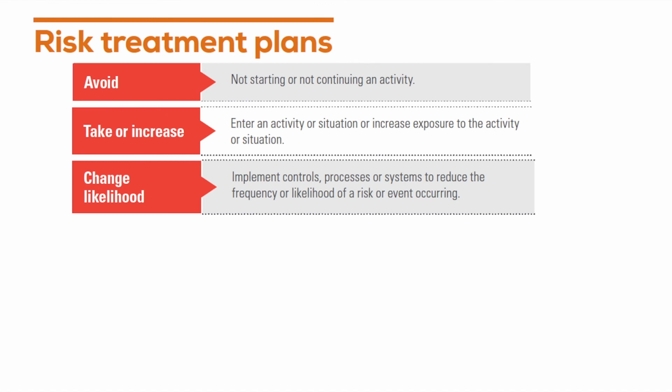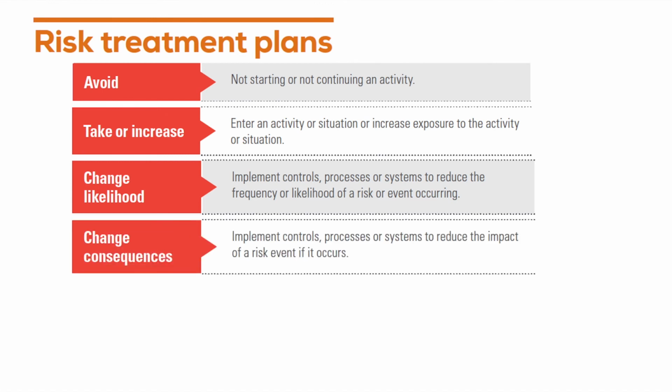Let's change the likelihood. Now change consequences. Consequences mean the impact. Implement controls, process, or system to reduce the impact of a risk event if it occurs. Change the consequences: provide for credit losses at the time of making a loan. Invest in physical systems that divert or control flows in case of a dam failure. What are the physical systems that divert or control flows? You have to think about it.